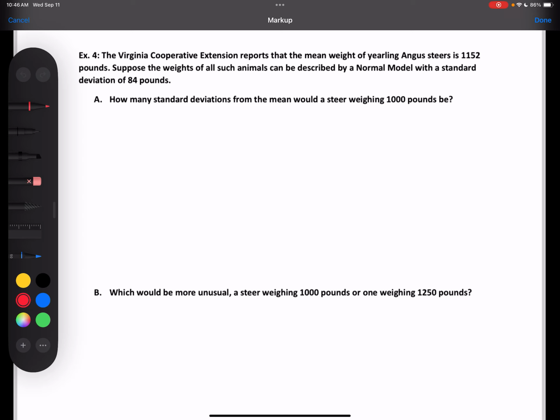All right, so the Virginia Cooperative Extension reports that the mean weight of yearling Angus steers is 1,152 pounds. Suppose the weights of all such animals can be described by a normal model with a standard deviation of 84 pounds. How many standard deviations from the mean would a steer weighing 1,000 pounds be? So I set up my z-score value. So 1,000 minus the mean, 1,152, divided by standard deviation of 84. And just to eliminate us having to do this, it should be about negative 1.81.